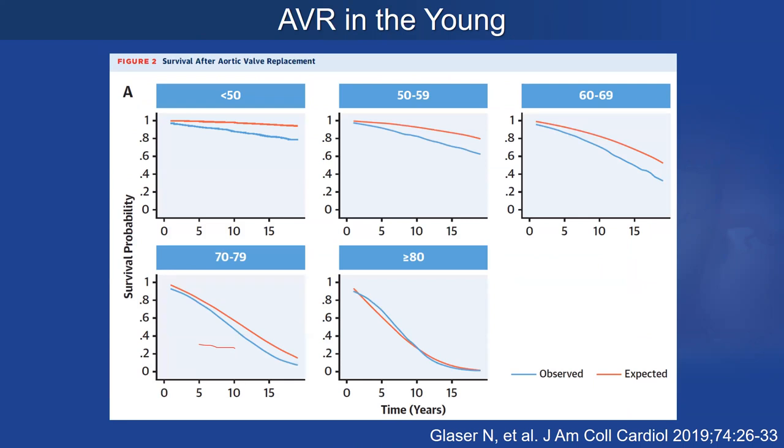And again, they stratified the patients according to their age. And again, you see the same message. Older patients have a 1-to-1 ratio of survival, and the younger the patients are, the more of a gap there is between observed and expected survival.